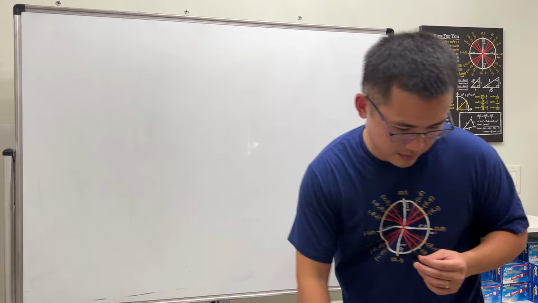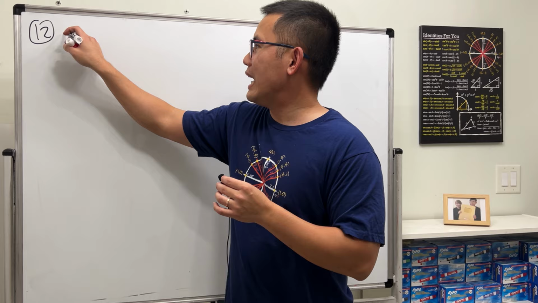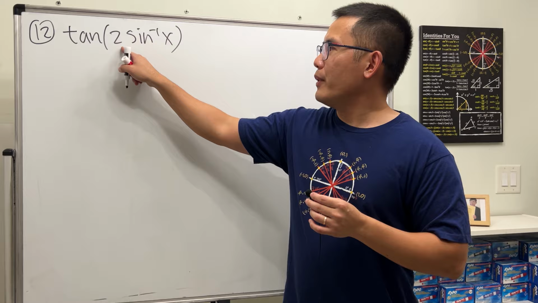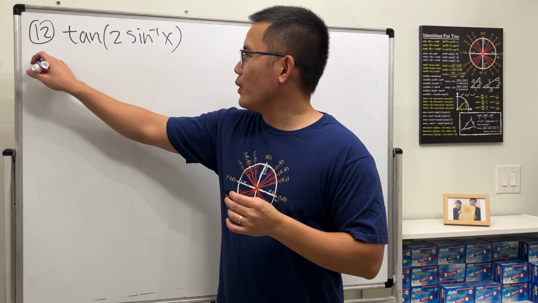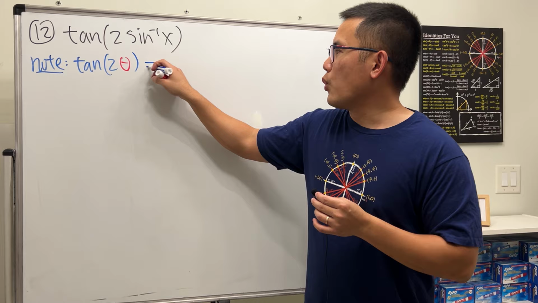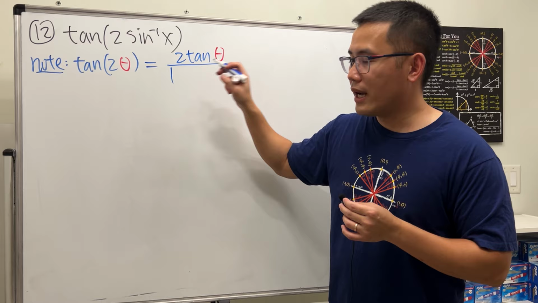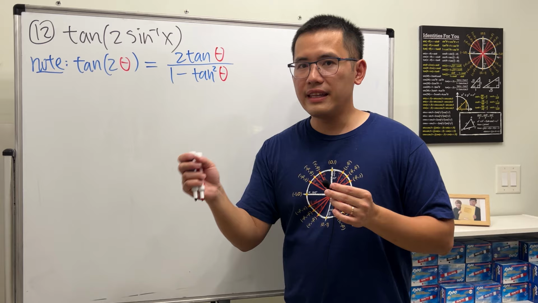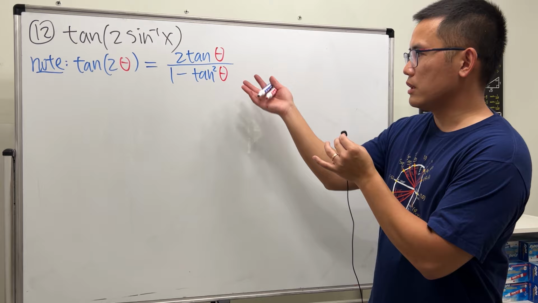Right, this one is similar. Number 12, we have tangent of 2 times inverse sine x. All right, double angle for tangent. What's the double angle for tangent? Well, for this one, let me just put that down for you guys. If we have tangent of 2 theta, this right here equals 2 tangent theta over 1 minus tangent squared theta. Why? Because 2 theta is the same as theta plus theta, and you can use the angle addition formula for tangent, and then you can come up with this.